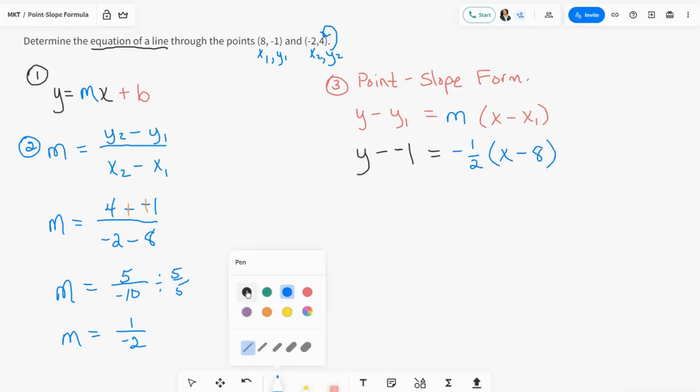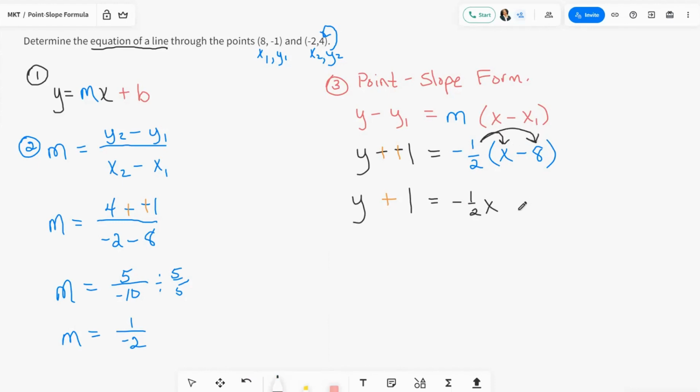So we're going to bring everything down. We've got y minus a -1. And if you'll remember, when we have a negative stacked on top of a negative, they cross each other and become a positive. So this is actually y plus 1, right? So I've got y plus 1 equals, distribution, -1/2 times x, -1/2 x, -1/2 times a -8. Whoa, what is that? -1/2 times a -8. There it is. Let's see what that comes out to be.